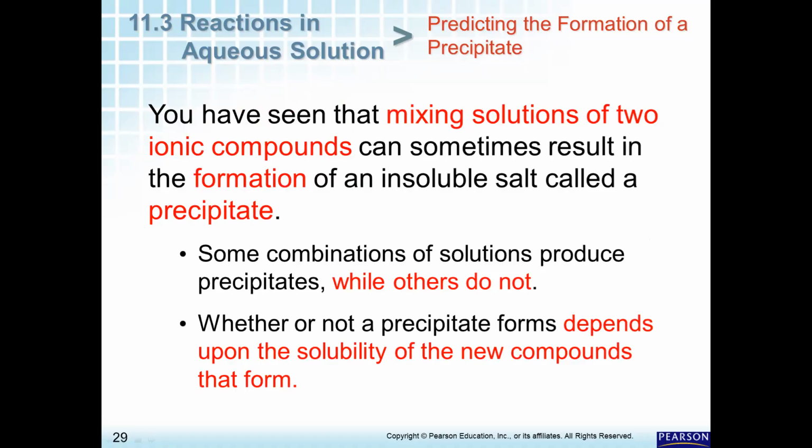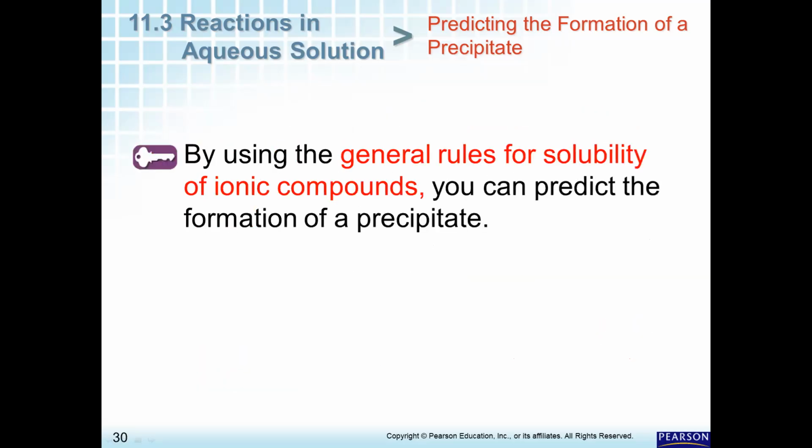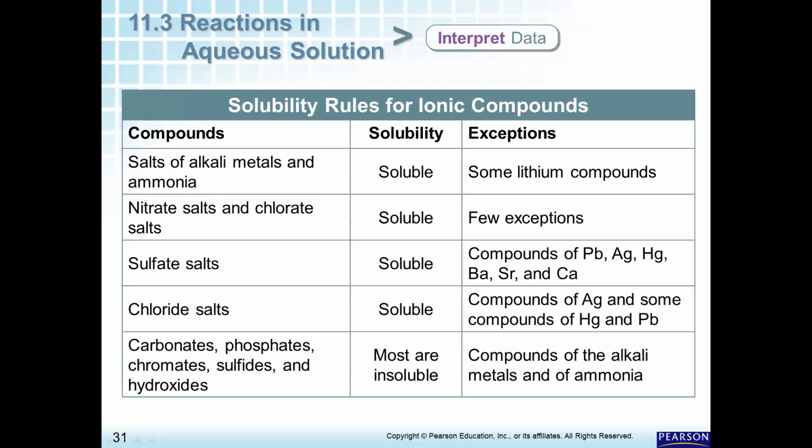Mixing solutions, some combinations of solutions produce a precipitate, while others do not. Whenever a precipitate is forming, that will depend on the degree of solubility of the products that we have. The general rules for solubility of ionic compounds are the following.